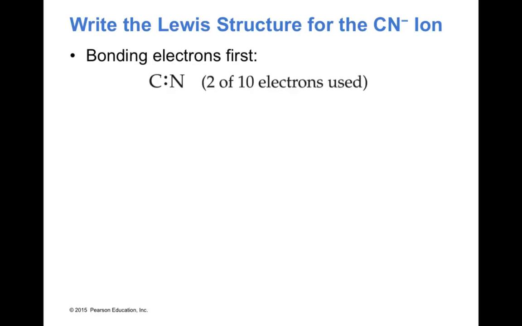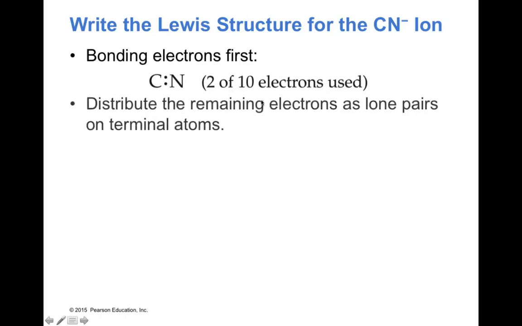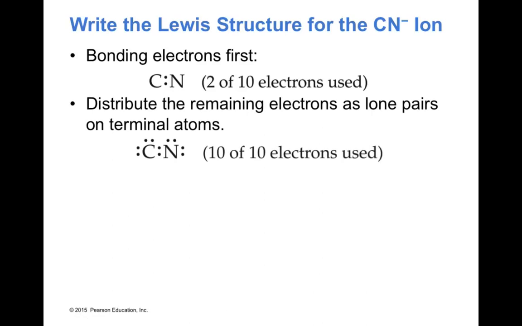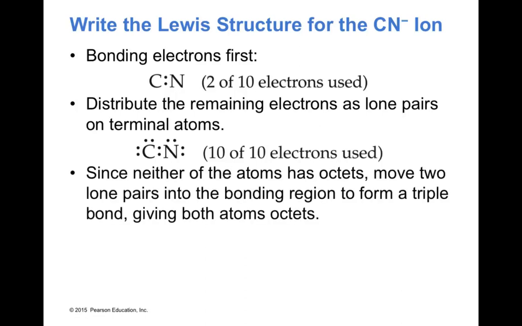So let's write first the bonding electrons between them. We have 2, so we have 8 more that we can distribute. So we're going to put 2 pairs on the carbon, 2 pairs on the nitrogen, but that means that we're going to have just 6 electrons around each. So now we can create a multiple bond between them by sharing those electrons between those 2 atoms. Since neither of the atoms has an octet, move 2 lone pairs into the bonding region to form a triple bond, giving both atoms octets.